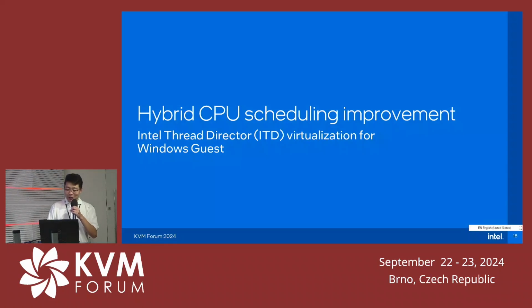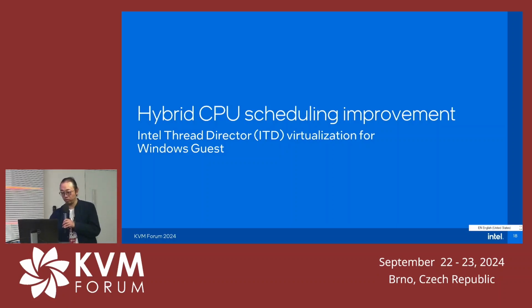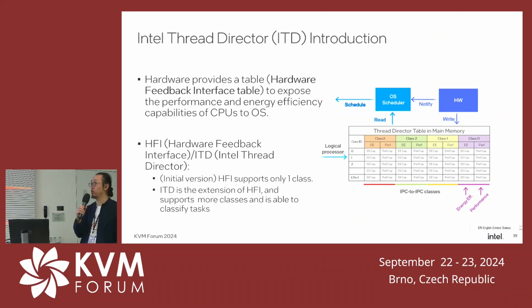And then Zhenyu and I will introduce our scheduling solutions for the hybrid guest. Besides the hybrid topology issue that we have to resolve, how to define that for the guest, we also have other scheduling optimizations. Because hardware not only provides hybrid topology info, but it has other features that can provide the performance and energy capability of the CPU at runtime to help the OS scheduler. Intel calls the first version the Hardware Feedback Interface, and the second version the Intel Thread Director. It basically provides a table in memory where each logical processor has a line defining its performance and energy efficiency.